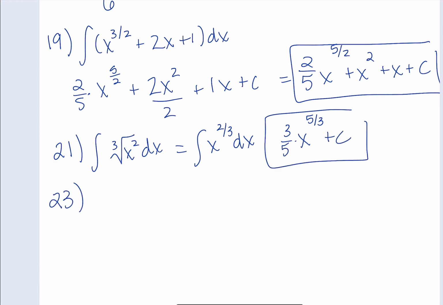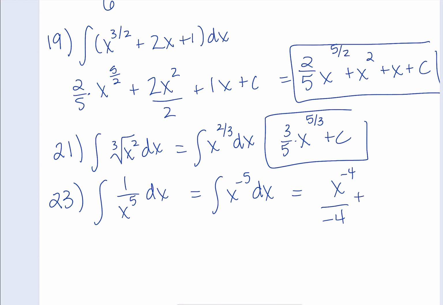Number 23, 1 over x to the 5th dx. Let's rewrite this to x to the -5 dx. And that will go to x to the -4 over -4 plus c. Or we can make this -1 over 4x to the 4th plus c. I kind of ran out of room there. Let me write that a little neater: equals negative 1 over 4x to the 4th plus c.